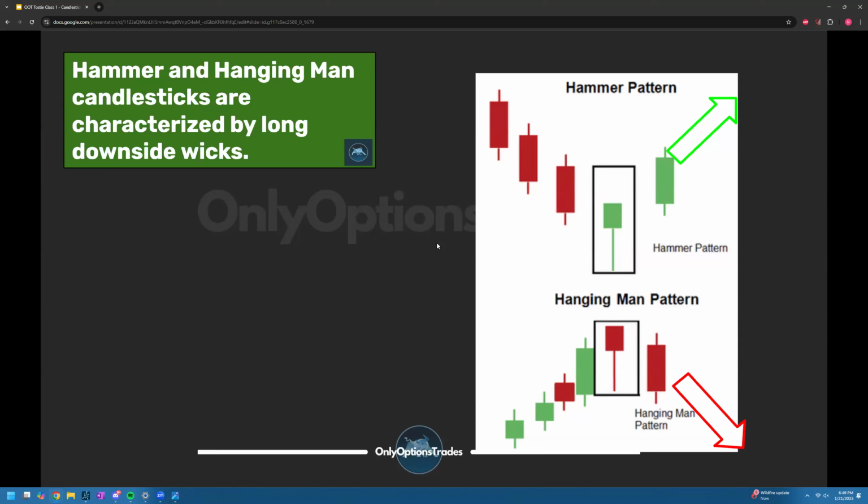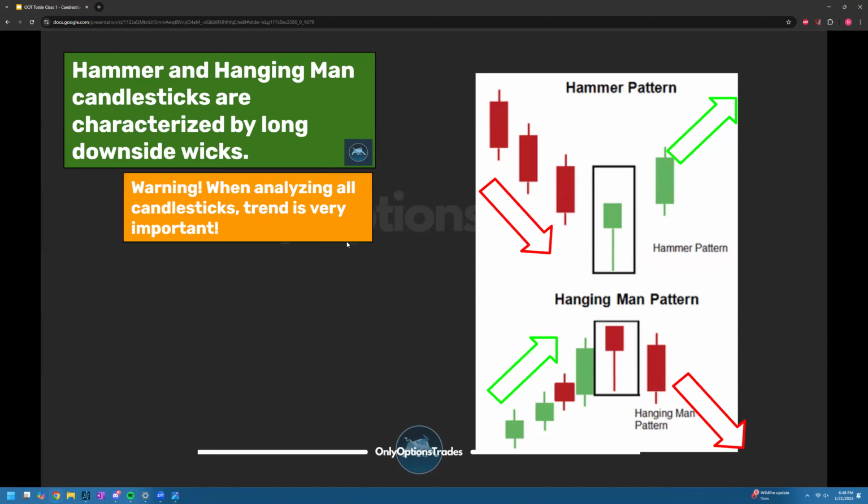So hammer and hanging man candlesticks are generally characterized by long downside wicks. If we take a look at this, the trend and context is certainly incredibly important, right? Because these two bars look the exact same, but the context or the trend before is very different. So these patterns are technically not the same. They don't mean the same thing. One would be more of a bull reversal and one would be more of a bear reversal. But the only reason that this one is a bull reversal is because we have this downtrend before we see this bar, where on this hanging man, we have an uptrend before we see this bar.